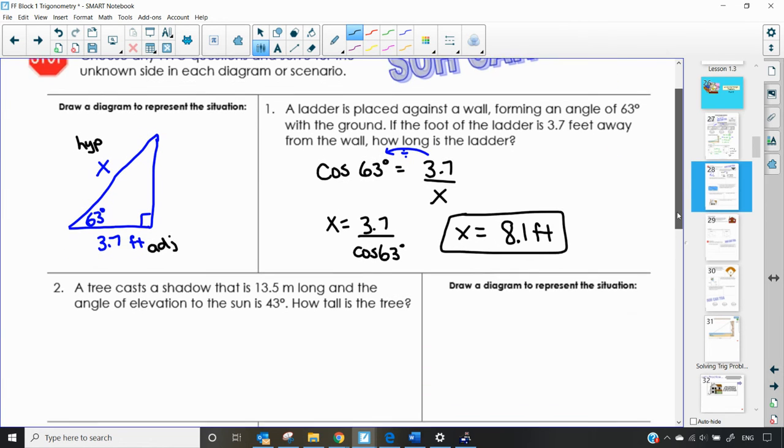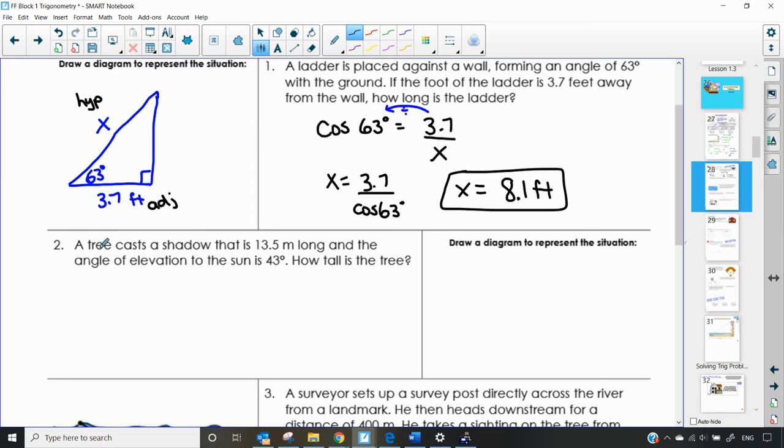All right, now the next question we saw in our previous video said that a tree casts a shadow that is 13.5 meters long and the angle of elevation to the sun is 43 degrees. The question is, how tall is the tree? So we have our tree here and it's casting a shadow. Remember, the shadow is on the ground and it's forming an angle of elevation of 43 degrees. So angle of elevation comes from the ground towards the sun. So looking up from the horizontal, our shadow is 13.5 meters long, and the height of the tree is our unknown, our x.